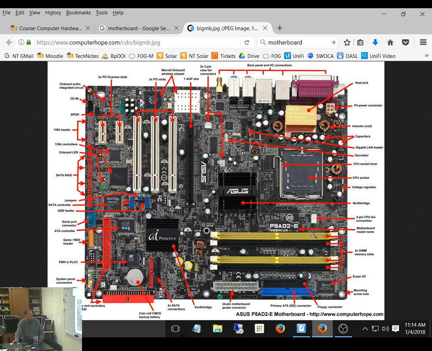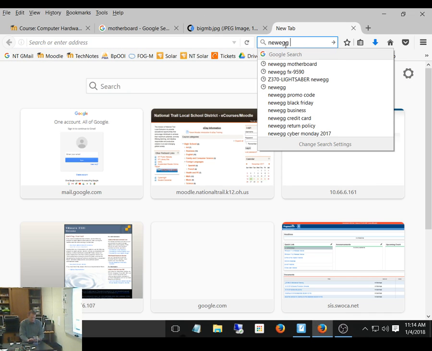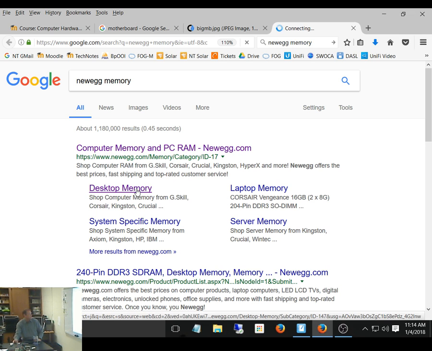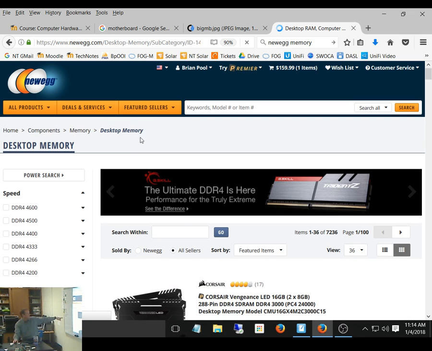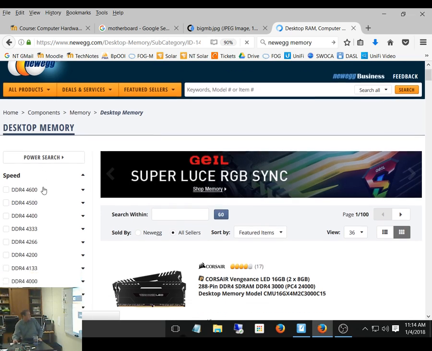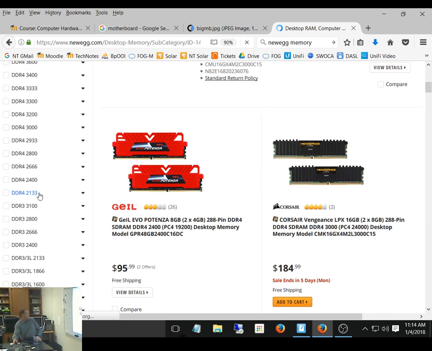Okay, so if we were to go to Newegg, memory, go straight to desktop memory. If I look over here, it's even slower. Look, DDR4 on their chart goes up to 4,600 megahertz, and it goes down to 2,133.